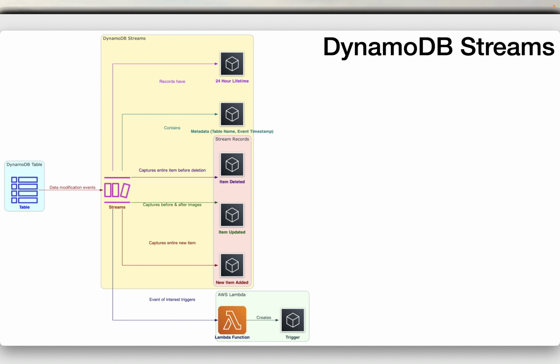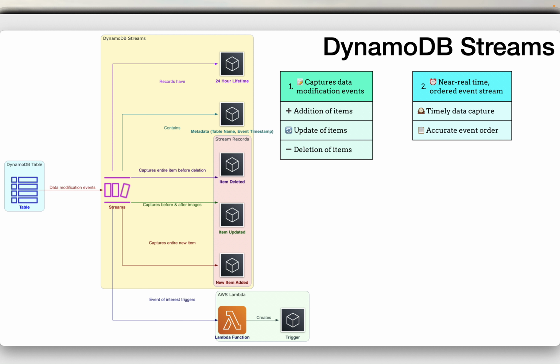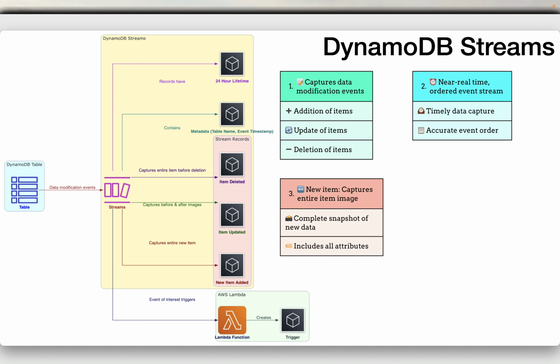So the next feature is DynamoDB Streams. DynamoDB Streams is an optional feature that captures data modification events such as the addition, update or deletion of items in DynamoDB tables. The data about these events appears in the stream in near real time and in the order that the events occurred, ensuring timely and accurate data capture. When a new item is added to the table, the stream captures an image of the entire item, including all of its attributes, providing a complete snapshot of the new data.